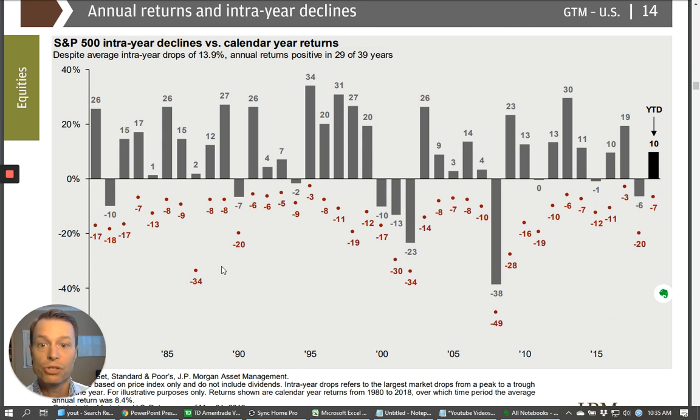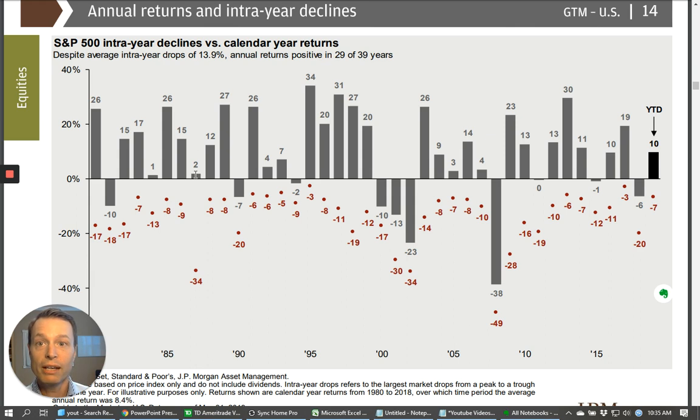There's also some interesting periods like this one, which I believe is 1987. And what we saw in that year was a 34% decrease during that year. However, by the end of the year, it had fully recovered and actually posted a positive return.